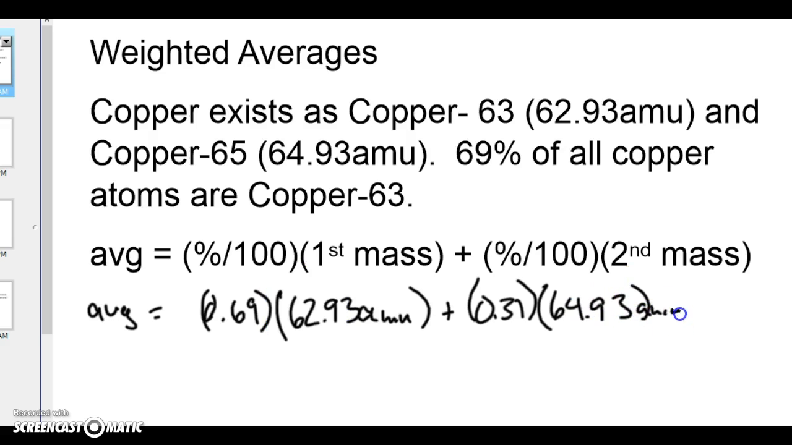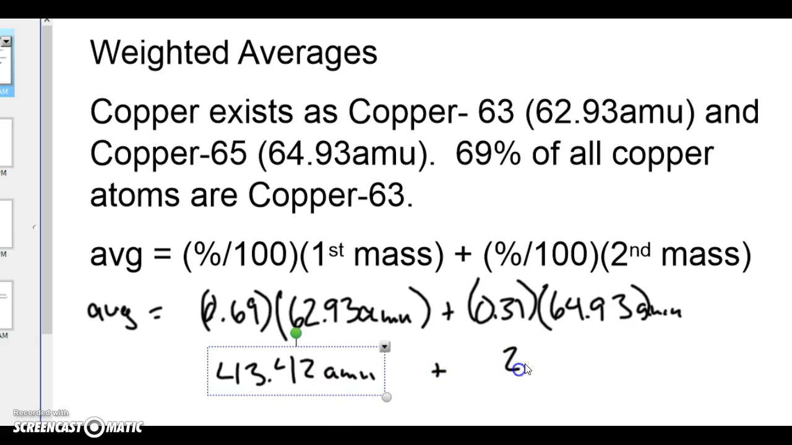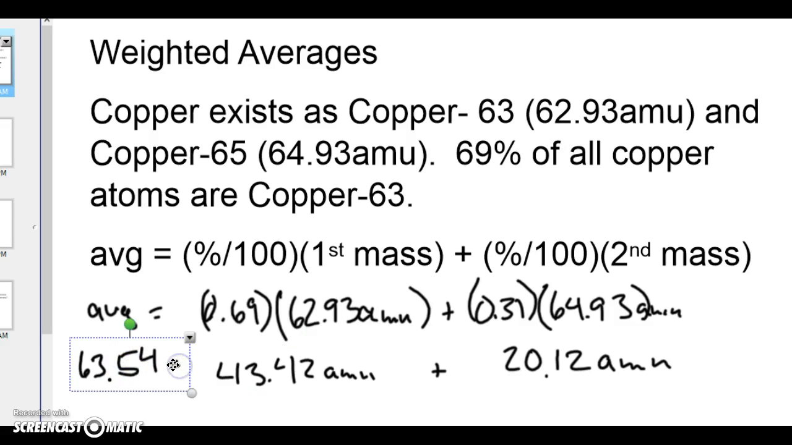Okay, so you go ahead and do the math for that, and you're going to get 43.42 AMUs plus 20.12 AMUs, and that adds up to 63.54, which isn't exactly what you see on the periodic table, but it's pretty close.